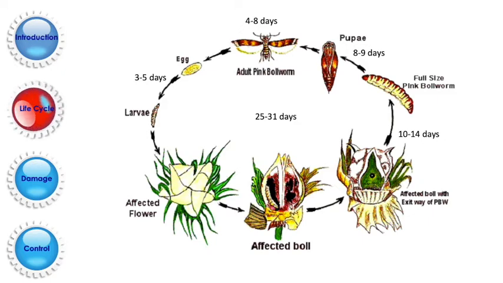Pupation takes place in the ground about 50 millimeters below the surface and adults emerge after about 9 days. Adults are nocturnal and the females begin laying eggs a day or two after emergence, typically laying 200 to 400 eggs each. Under optimal conditions, the entire life cycle is completed in 25 to 31 days.